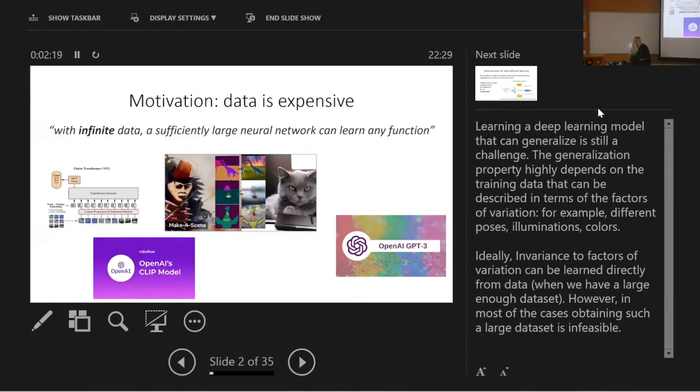So the motivation. As we all know, learning a deep model that can generalize is still a challenge. The generalization property highly depends on the training data that can be described in terms of the factors of variation, for example, color, pose, illumination. Ideally, invariance to the factor of variation can be learned directly, given a large enough data set. But as we all know, obtaining such a large data set in most of the cases is infeasible.